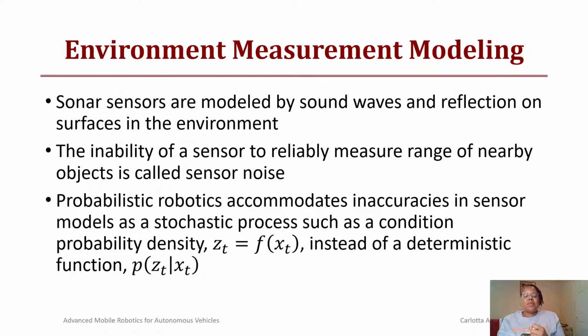So probabilistic robotics accommodates for these inaccuracies in sensors by modeling it as a stochastic process, such as a conditional probability, as opposed to a deterministic process. So therefore, we use the probability of a sensor measurement z given a robot's pose in the world, as opposed to knowing exactly where the sensor data is given the robot's pose in the world.